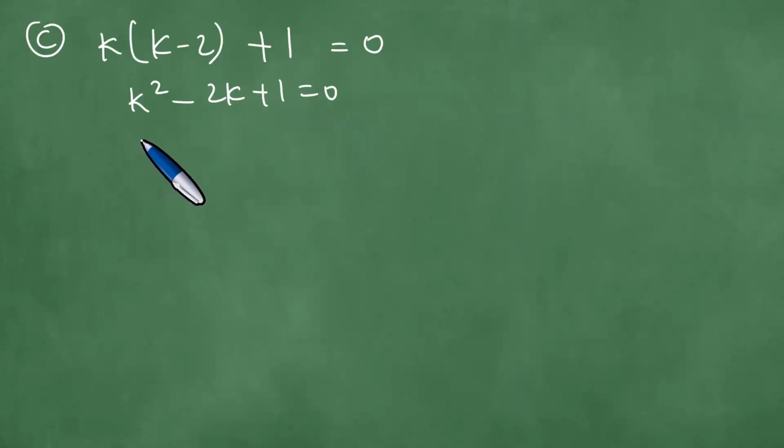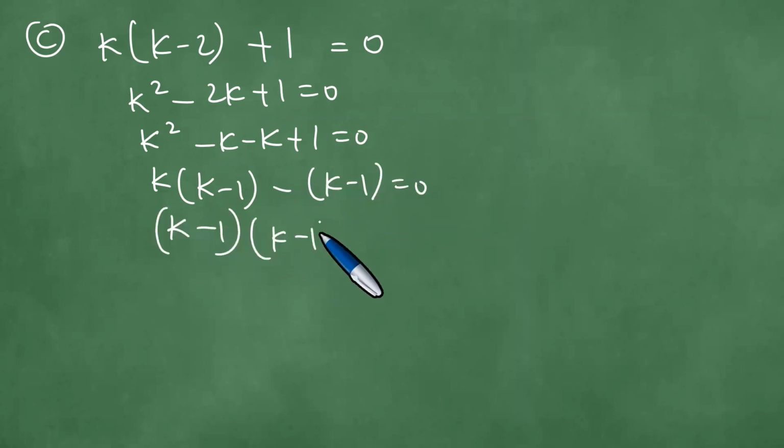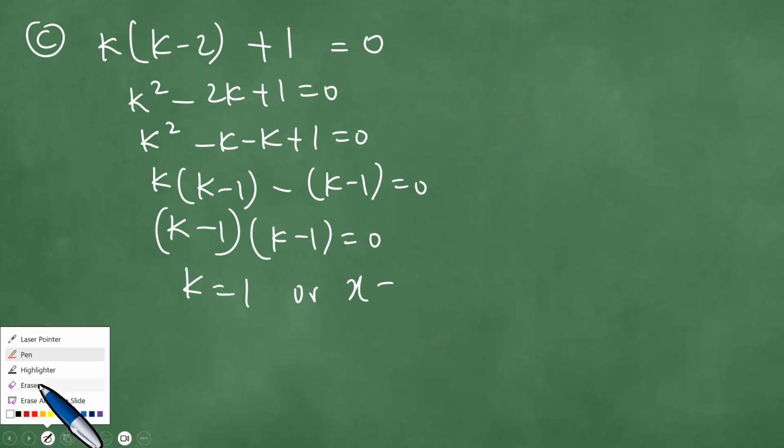And what do we do now? We multiply k squared by 1. We have k squared, and we look for two expressions whose product is k squared, but whose summation is minus 2k, and those are exactly minus k and minus k. So k into k minus 1 minus 1 into k minus 1 equals 0, meaning we have k minus 1 into k minus 1 equals 0, and this means k is 1. Right, and that is what we've been able to achieve.